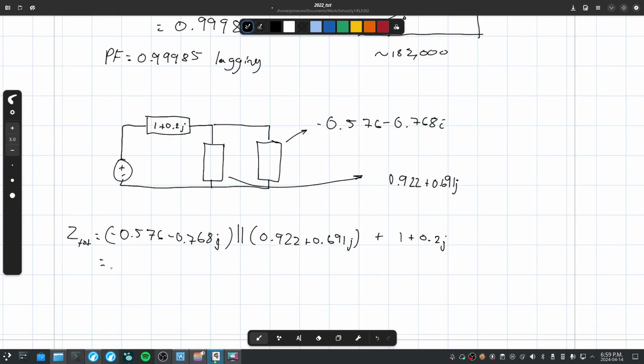It's 0.576 minus 0.768 j to the power of negative 1, plus 0.922 plus 0.691 j to the power of negative 1, all to the power of negative 1. You know how to do this. This is just reduction. Just to make sure everyone knows, though. One second. Plus 1 plus 0.2 j.